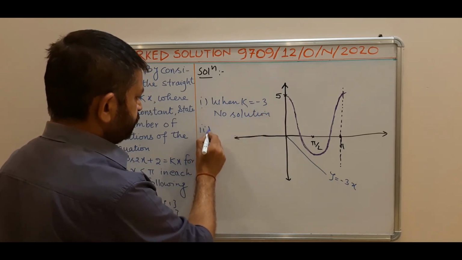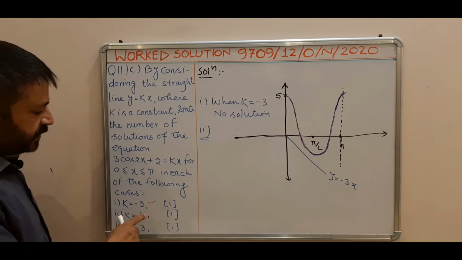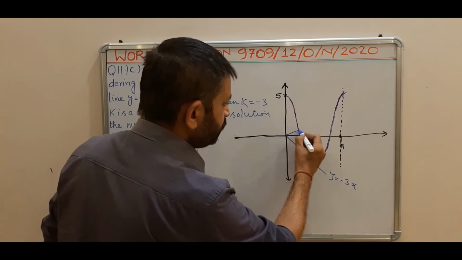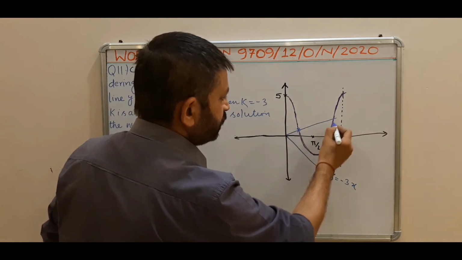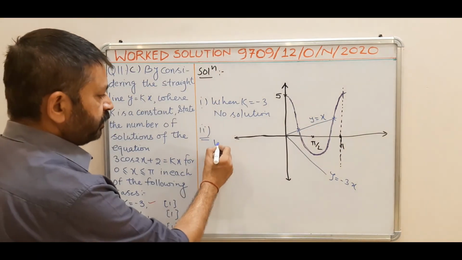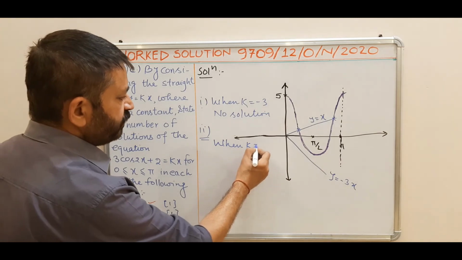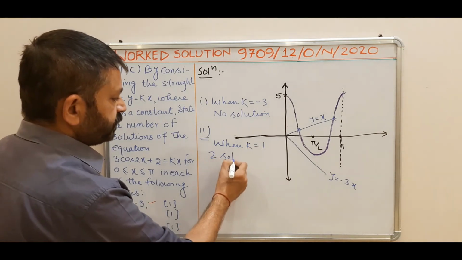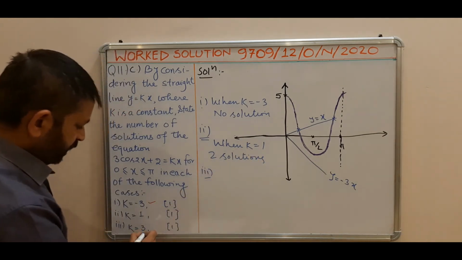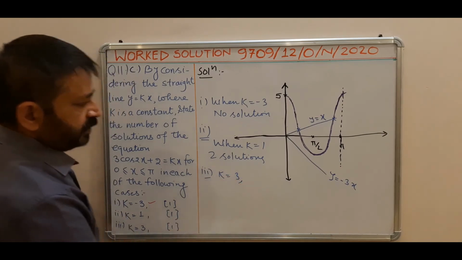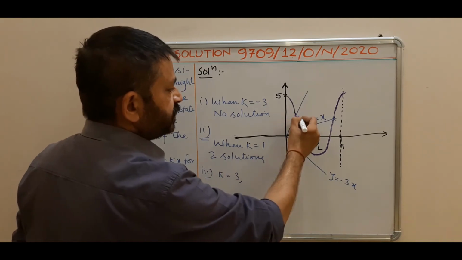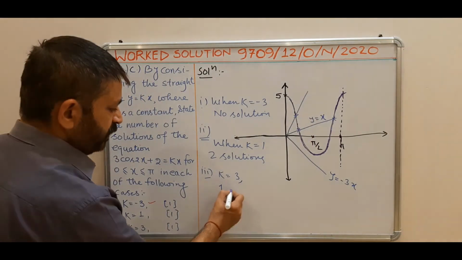Second case, when k is equals to 1, in this case line will become y is equals to x, and it means 0 and pi, so line will go like this. So if you look at the graph carefully, it is intersecting with the graph at 2 points. So second case, when your k is 1, there will be 2 solutions. Third case, when k is equals to 3. So k is equal to 3 means line will be like this. So it is intersecting at 1 point. So there will be 1 solution.